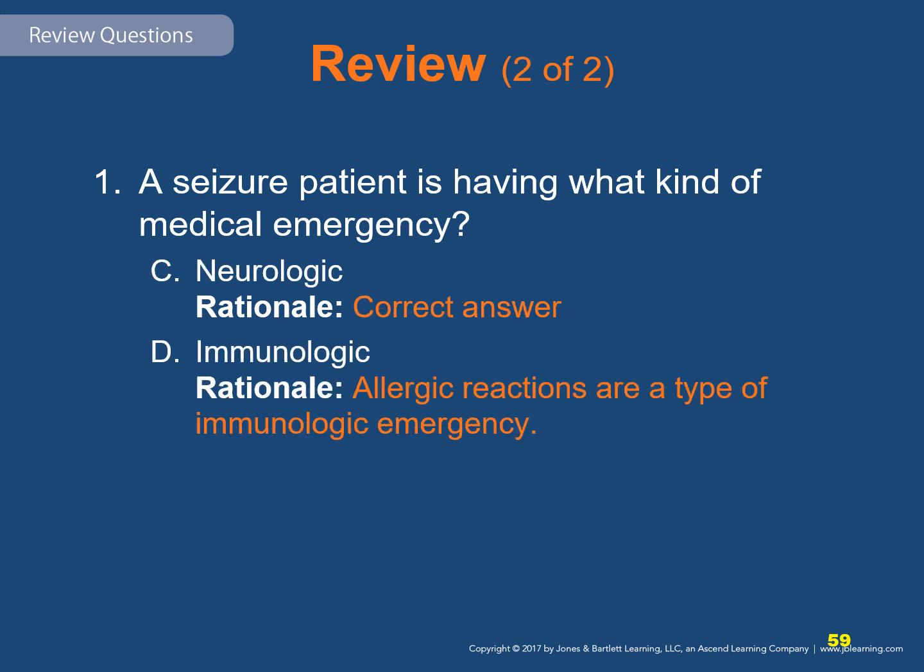The correct answer is neurologic. A seizure starts in the brain. D. Immunologic, which is an allergic reaction, which are types of immunologic emergencies.